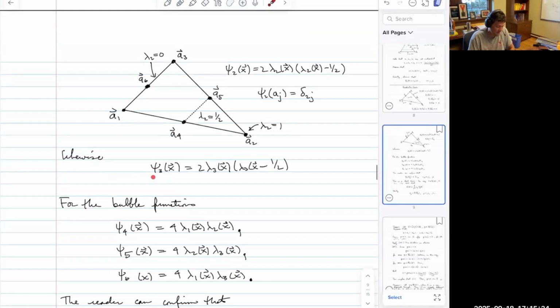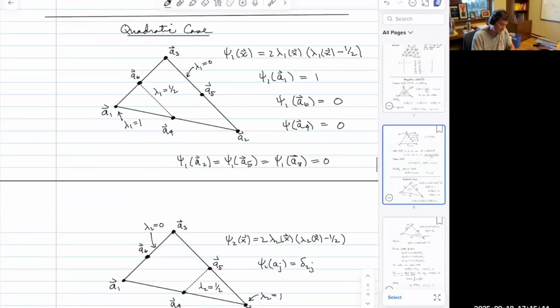And likewise, psi 3 is given by barycentric coordinates in this same way. And notice that it has a nice symmetry. All these guys have the same sort of structure.